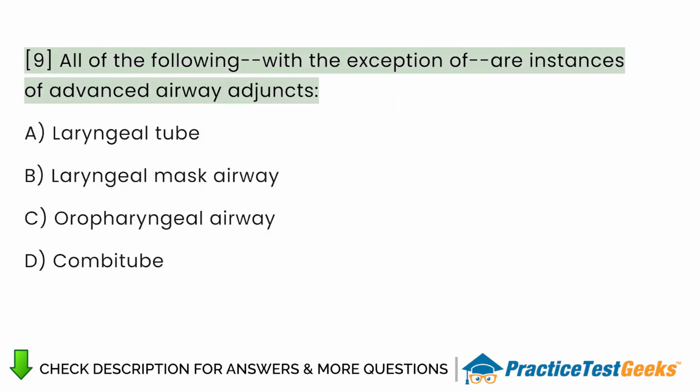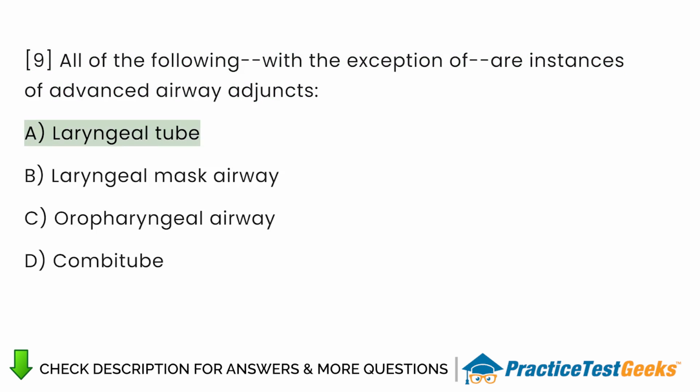All of the following, with the exception of one, are instances of advanced airway adjuncts. A. Laryngeal tube. B. Laryngeal mask airway. C. Oropharyngeal airway. D. Combi tube.